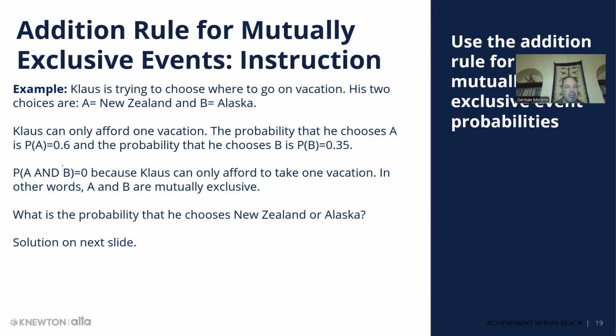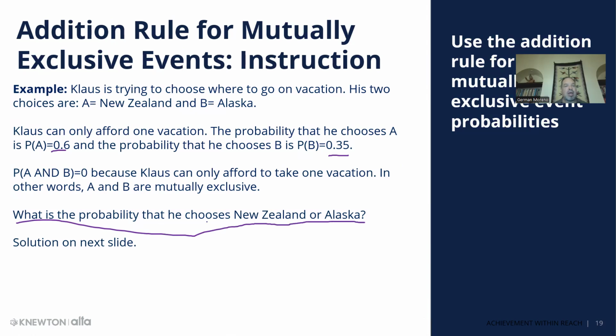And this one just has values without a Venn diagram, or without an explanation of where the events came from. But it says Klaus is trying to choose where to go on vacation. His two choices are New Zealand and Alaska. So you can't be in New Zealand and at the same time be in Alaska. Okay, so then what are we looking for? What is the probability that he chooses New Zealand or Alaska?